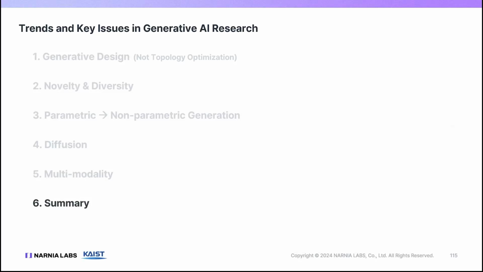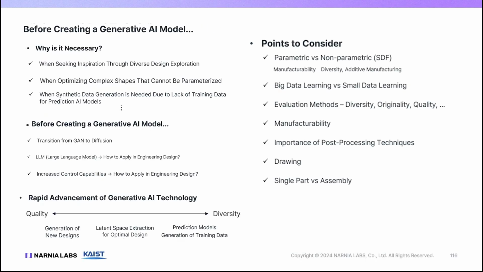Finally, here is the summary. First, we need to consider why generative AI is necessary, especially in the manufacturing domain. The first reason is to gain inspiration through exploring a wide variety of designs, or when you want to optimize complex shapes that cannot be parameterized.